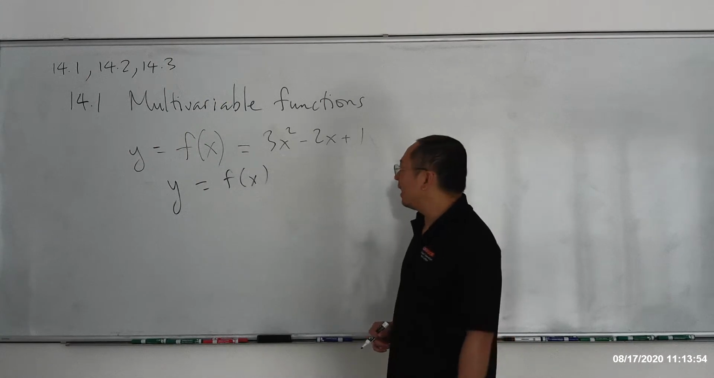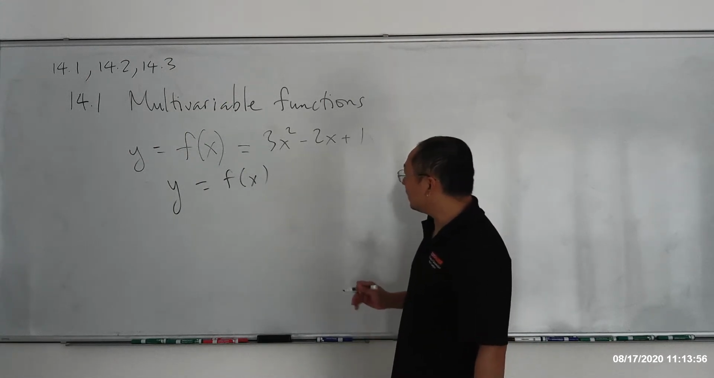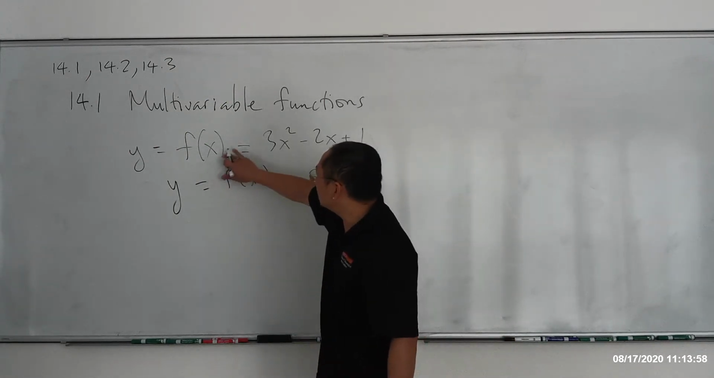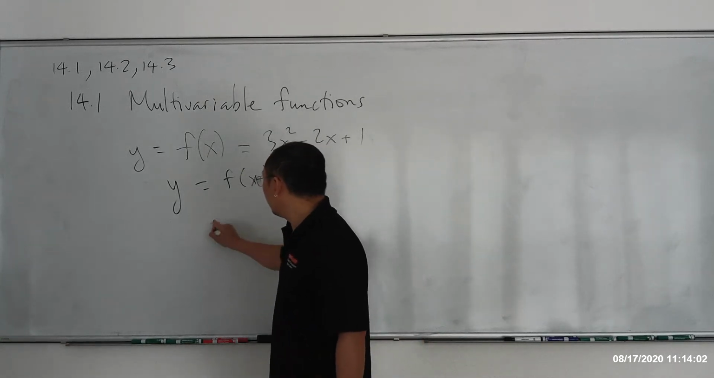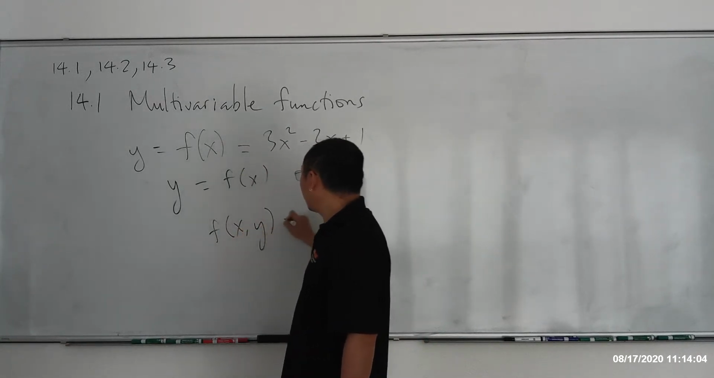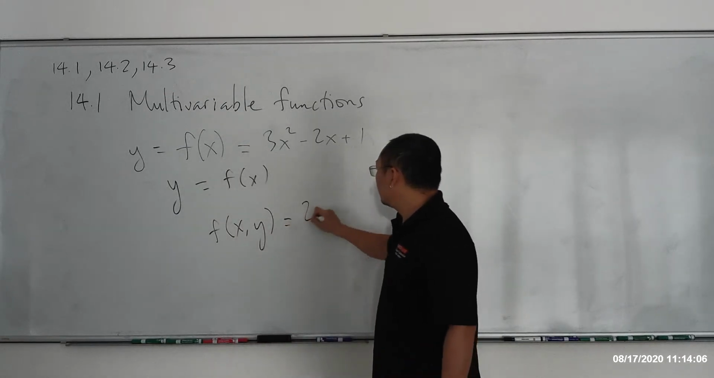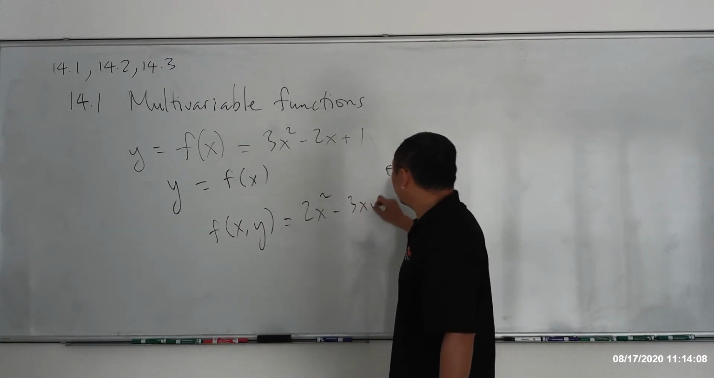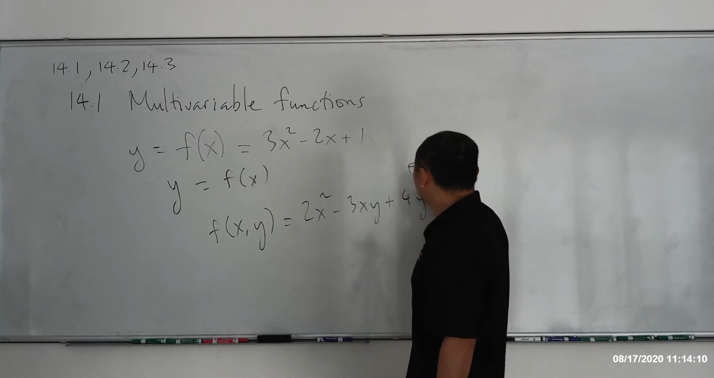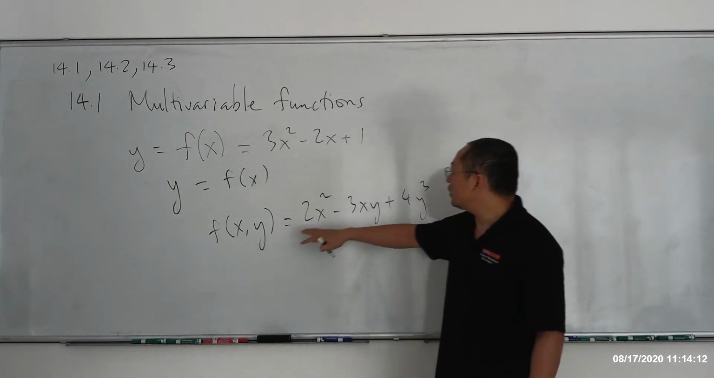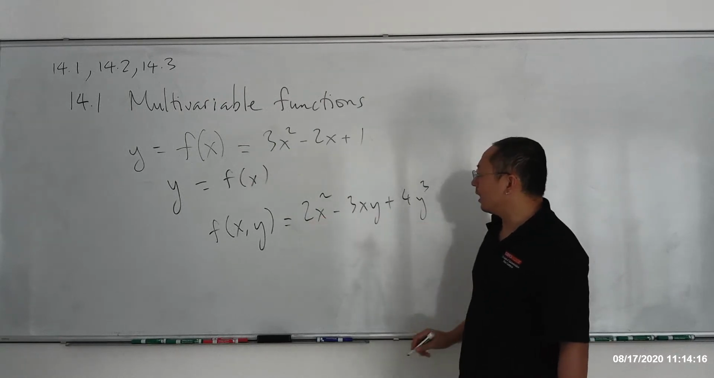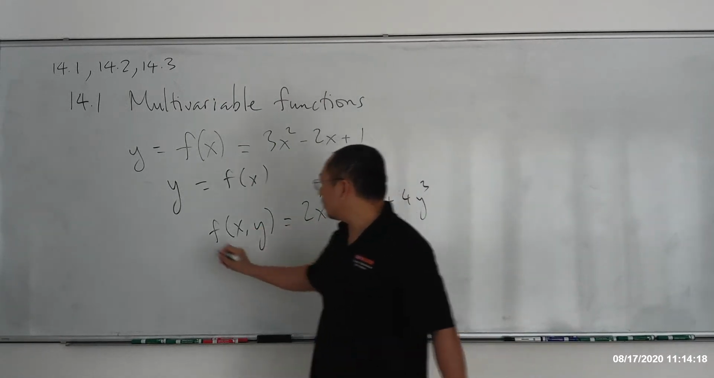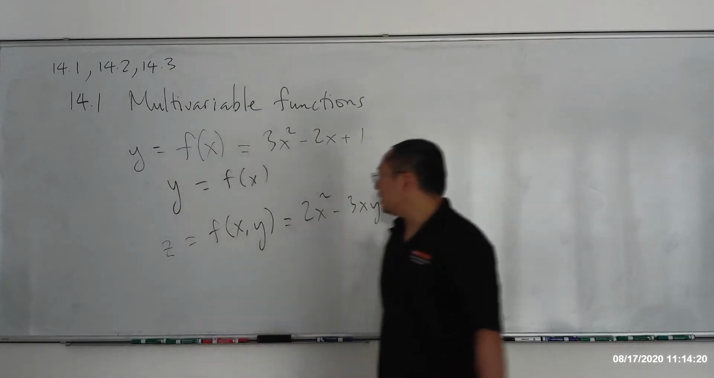All right. Now in Calculus 3, we're going to extend the concept a little bit more. We don't just talk about one variable function. We can have something like f of x comma y. For example, 2x squared minus 3xy plus 4y cubed. See, this function has two variables, two independent variables in it, x and y. And since we use x and y in here already, we call z the output.